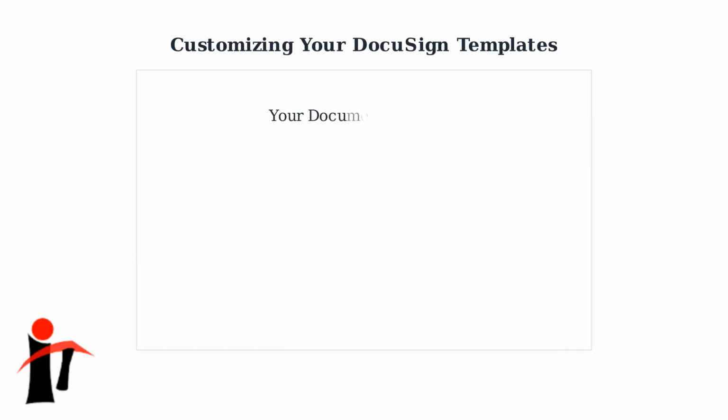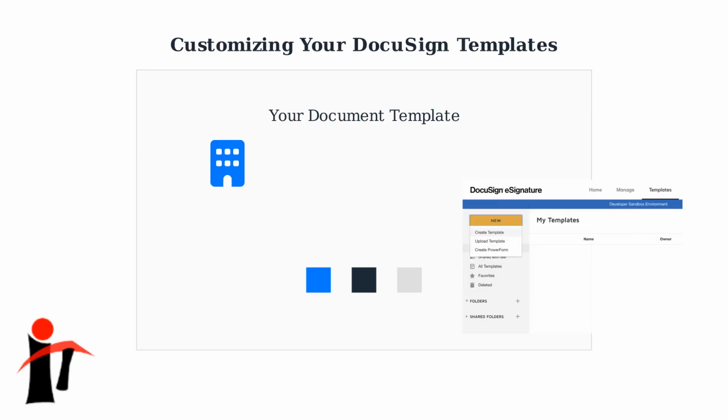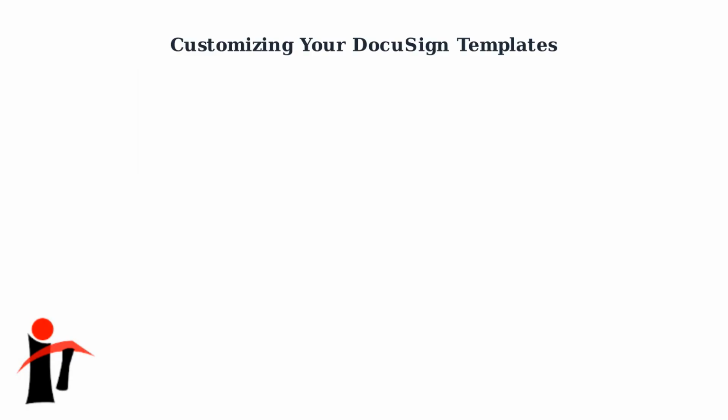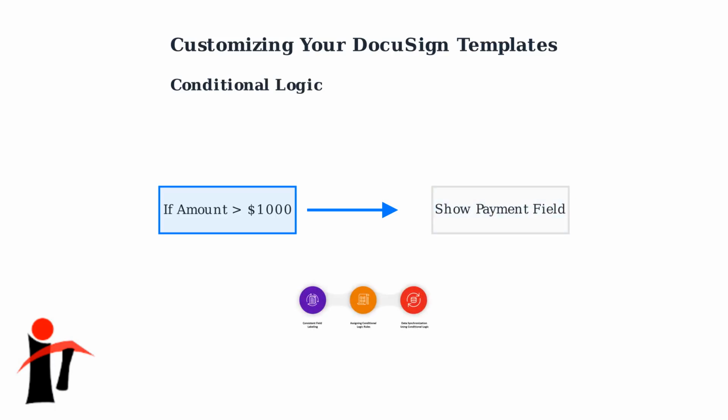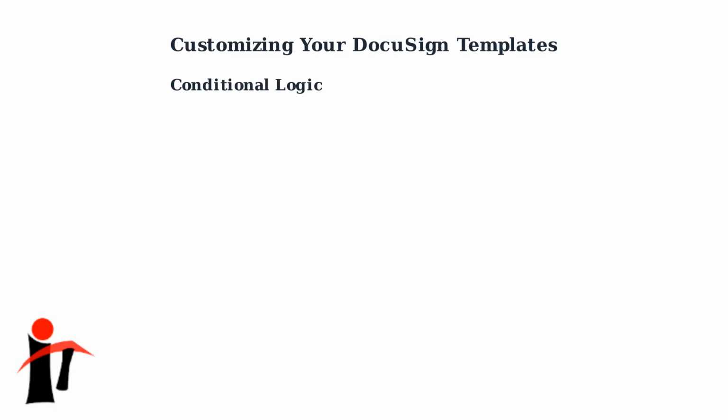Customize your DocuSign templates by incorporating branding elements that reflect your organization's identity. This includes adding your company logo, choosing consistent colors, and selecting appropriate fonts to maintain a professional appearance across all documents. Implement conditional logic to make your templates more intelligent. This feature allows fields to appear or hide based on specific conditions, such as showing additional payment options only when the contract value exceeds a certain amount.